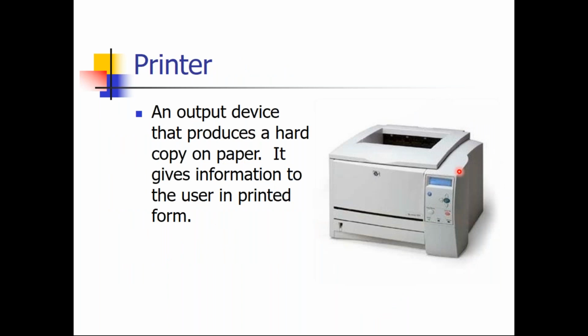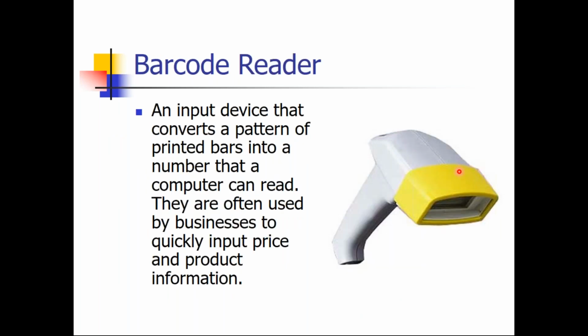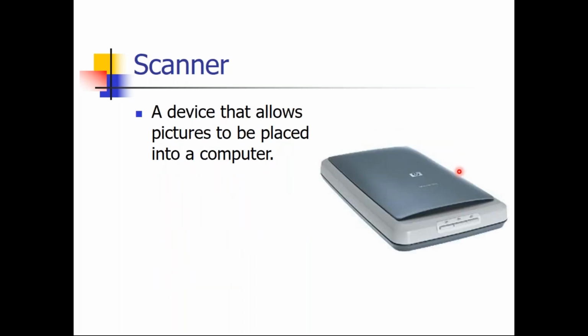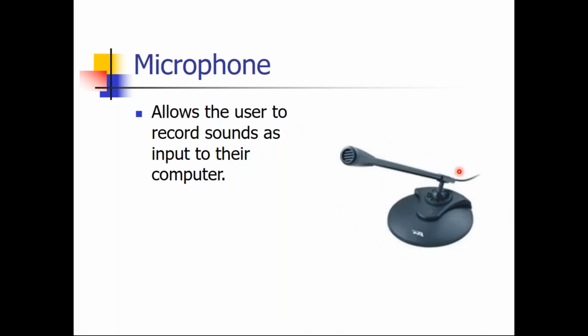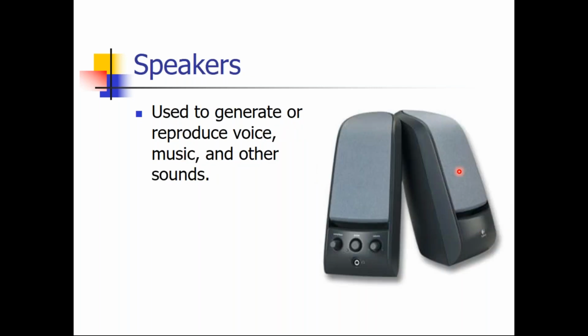This is the printer. It is an output device. This is a barcode reader, which is an input type of device. This is a scanner, which takes the input. This is the input type of device. Microphone, this takes input, okay, input device. Speaker, output device, which plays the music.